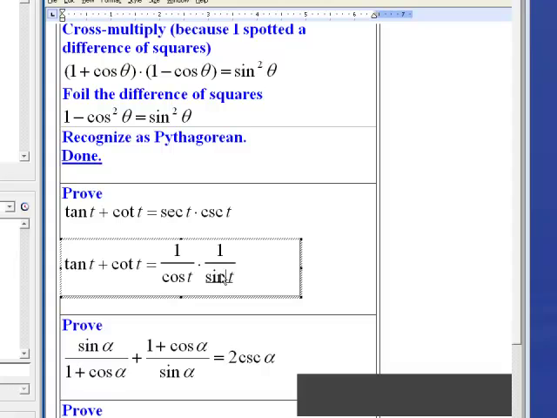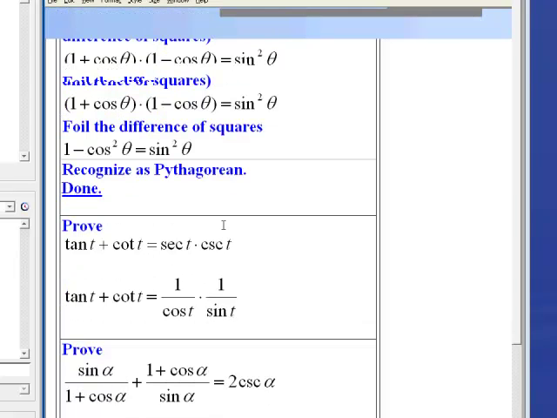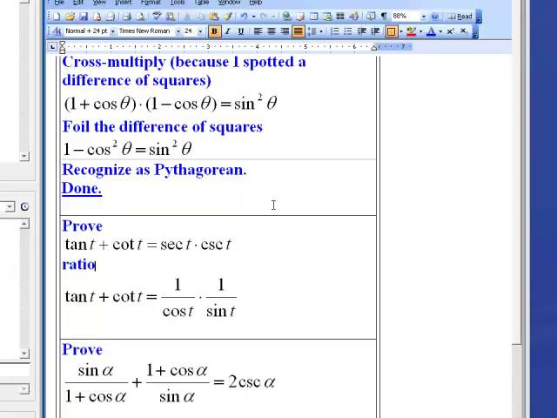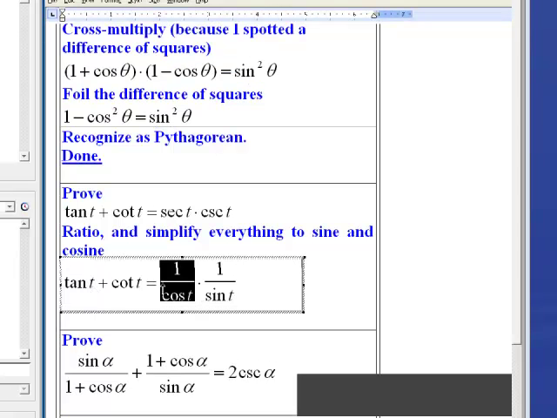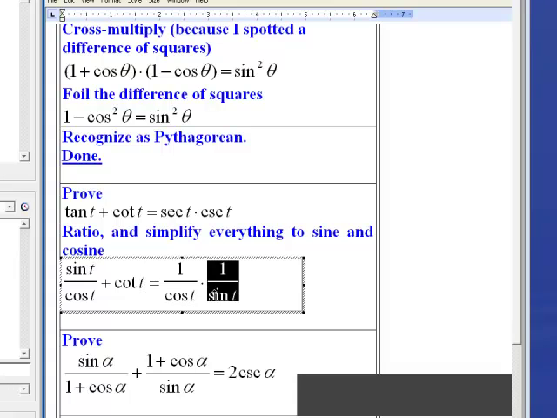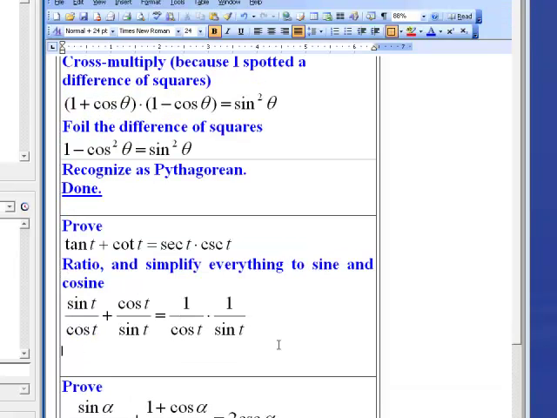At this point, I may want to consider looking at the left-hand side as well and simplifying everything to sines. So what I'm going to do here is use the ratio identities and simplify everything to sine and cosine. Okay, so tangent, of course, is going to be sine over cosine. And this one is going to be cosine over sine. Doesn't give me much of a clue yet what's going to happen.